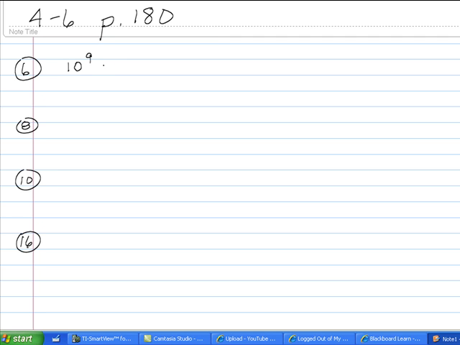So the total number possible, 9 zeros here. Okay, so we have 1 billion. So the probability of getting the president's social security number would be 1 out of the 1 billion.